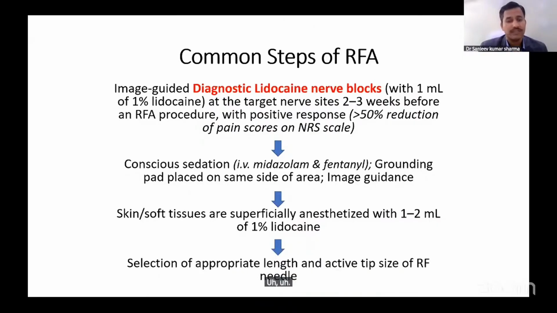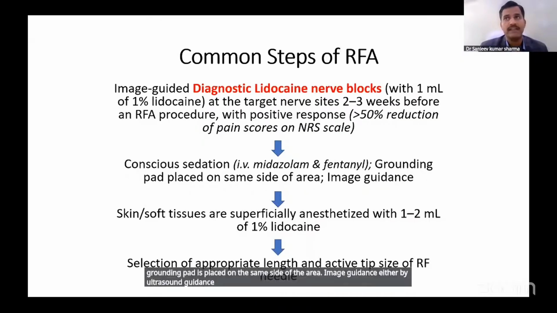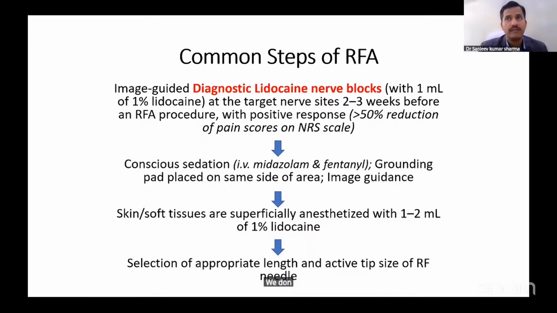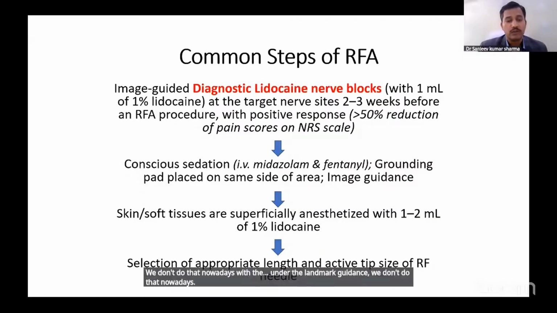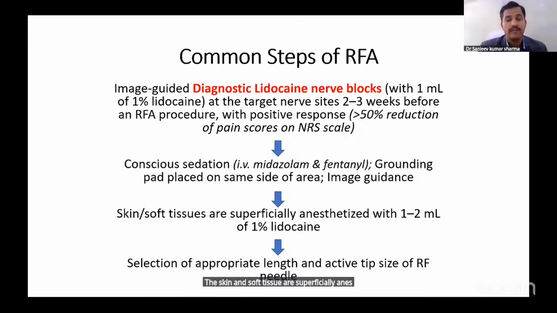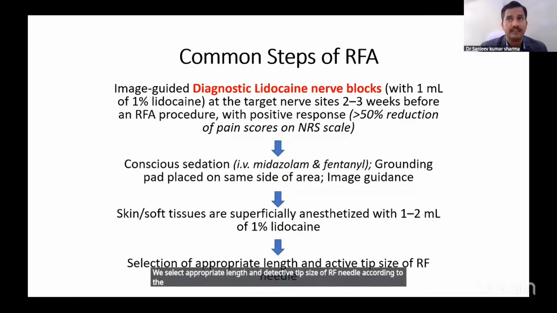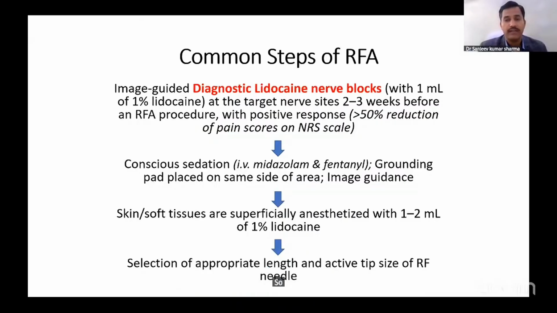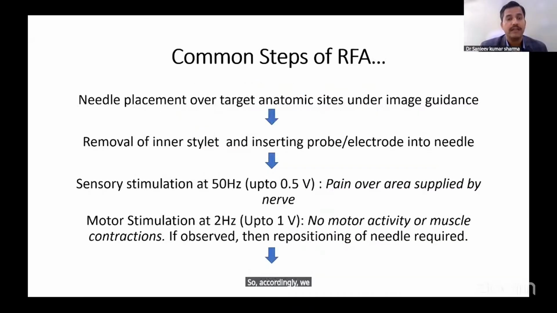The grounding pad is placed on the same side of the area. We use image guidance, either ultrasound guidance or fluoroscopy guidance. We don't do it nowadays under landmark guidance. Skin and soft tissue are superficially anesthetized with lidocaine. We select the appropriate length and active tip size of the RF needle according to the target site and the area. Then the needle is placed over the target anatomic site under image guidance.